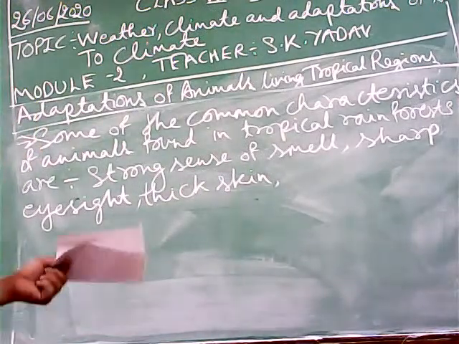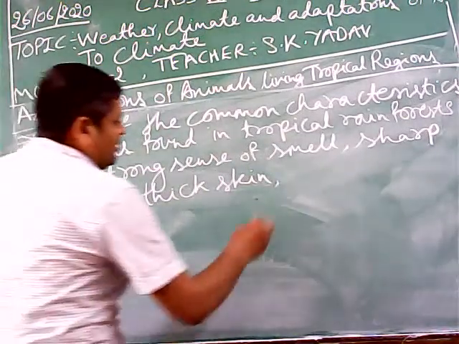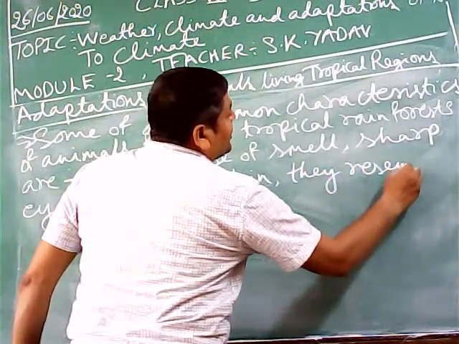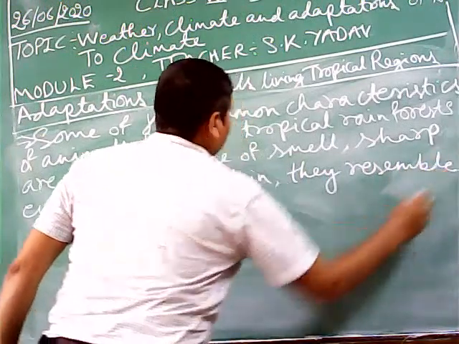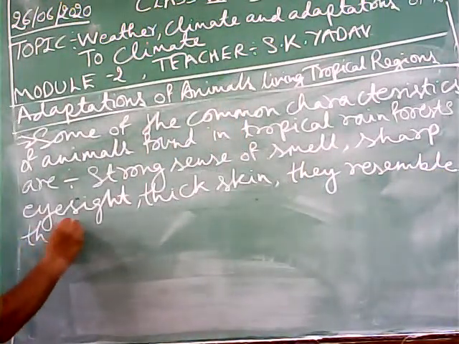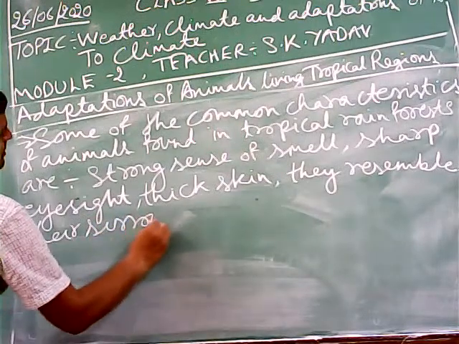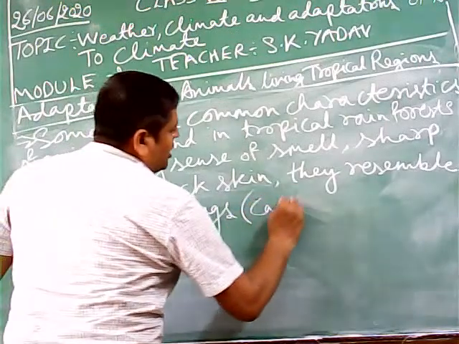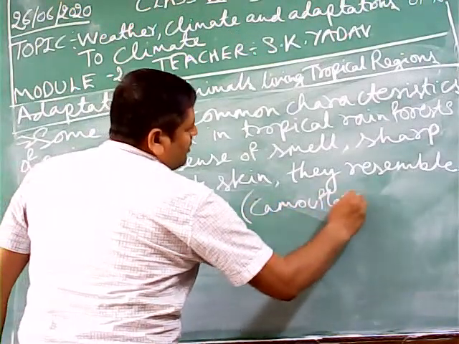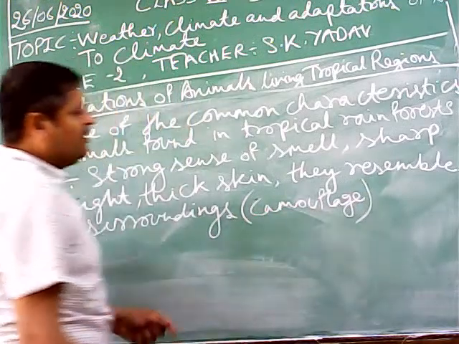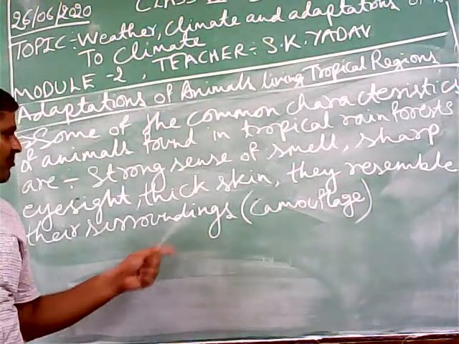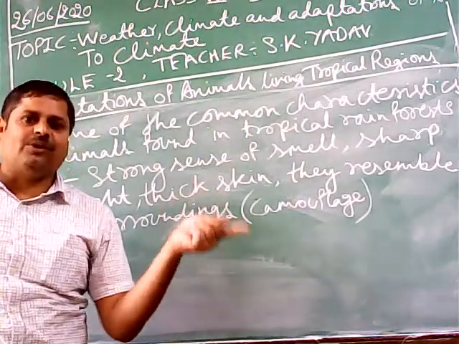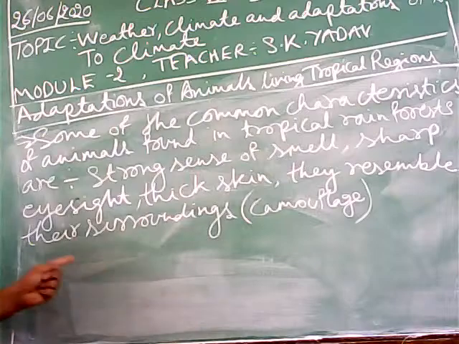One word I used in the beginning is that they resemble their surroundings. What is this feature known as? This feature is known as camouflage. Let me repeat once again. Camouflage is the phenomenon in which an organism resembles its surroundings so that it is not seen by its enemies. On the other hand, it can hunt its prey easily.